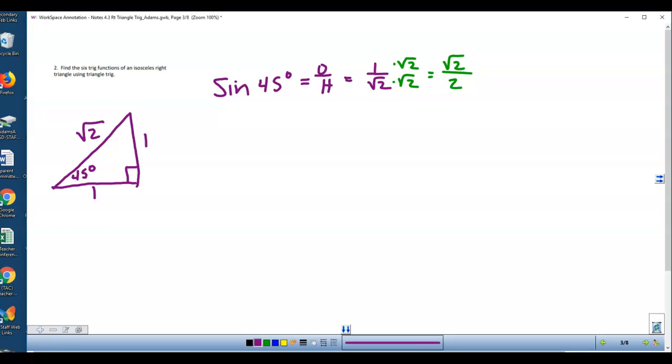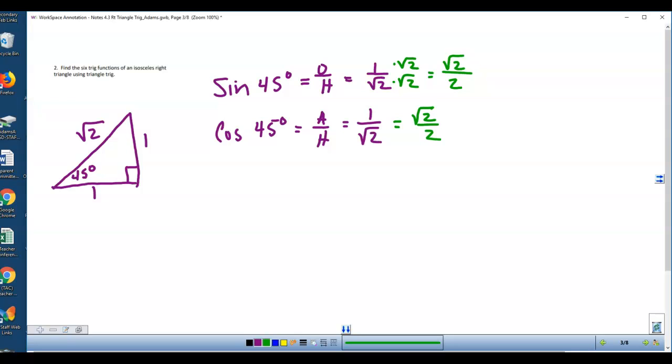All right, then we go on to cosine of 45 degrees. And cosine of 45 degrees, remember, is adjacent over hypotenuse. So I go to my triangle. Adjacent is down here, which is 1. Hypotenuse is square root of 2. So we know that when we rationalize this out again, we're going to get square root of 2 over 2.